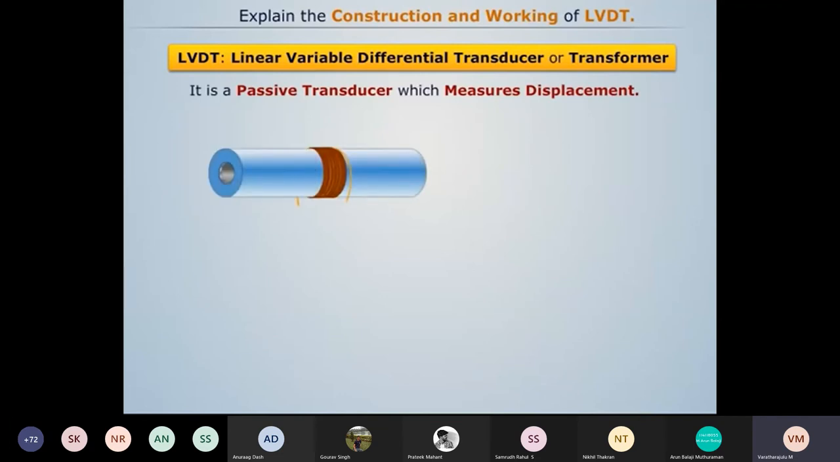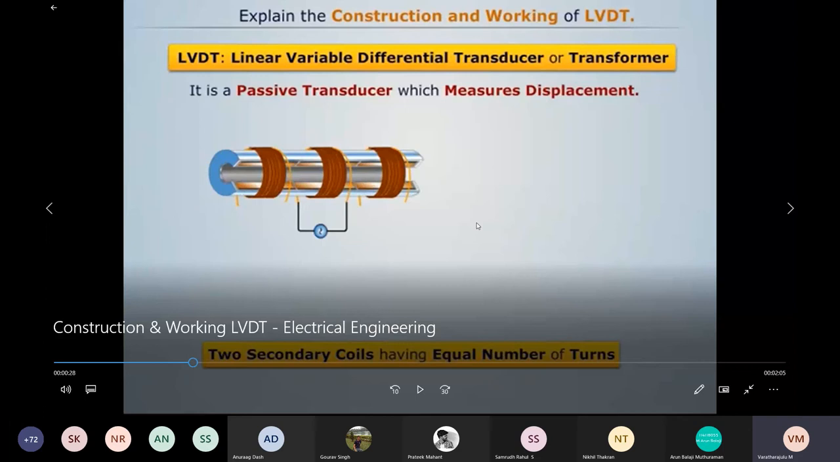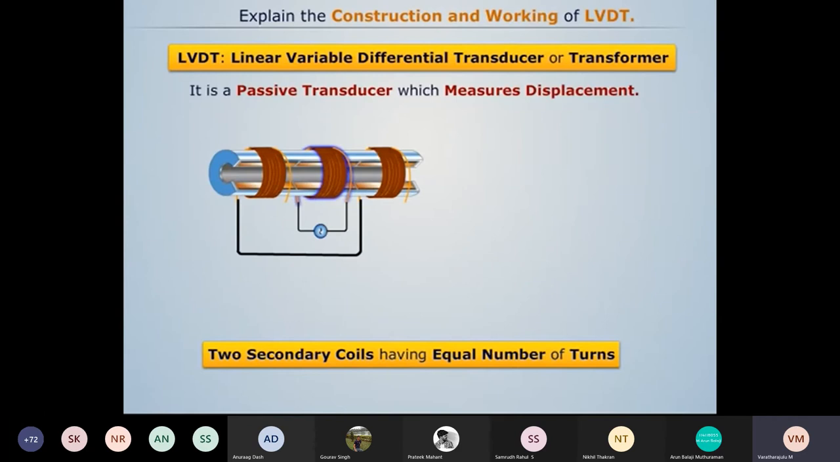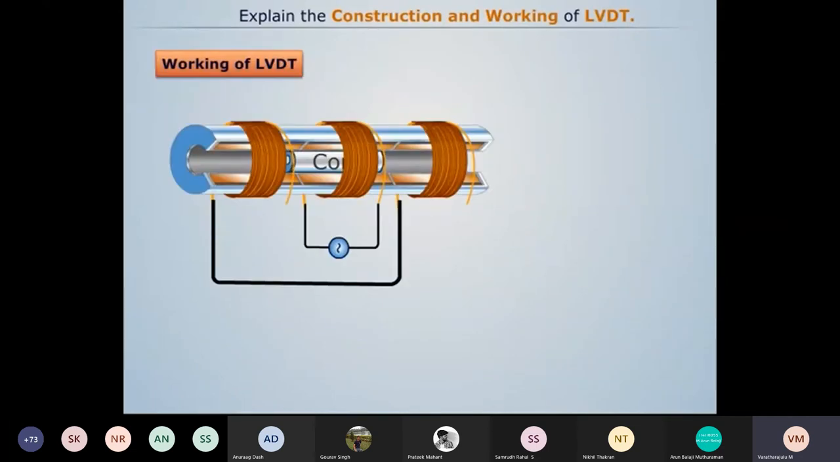It consists of a primary coil wound on a hollow cylindrical rod and is connected to the AC source. It also consists of two secondary coils having an equal number of turns, wound on a hollow cylinder at equal distance on either side of the primary coil. The two secondary coils are connected with each other in series opposition, so that the net induced EMF of the two secondary coils becomes zero. A movable soft iron core is placed inside the hollow cylinder. The position of this core with respect to the two secondary coils will affect the magnetic coupling between the primary and two secondary coils.